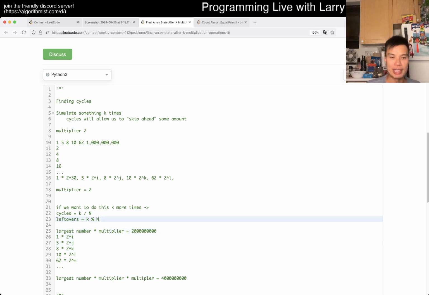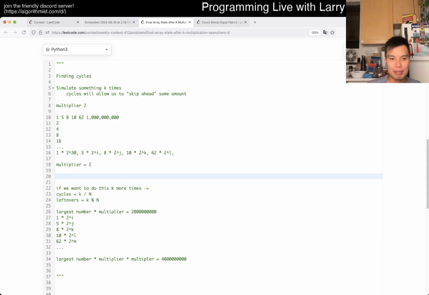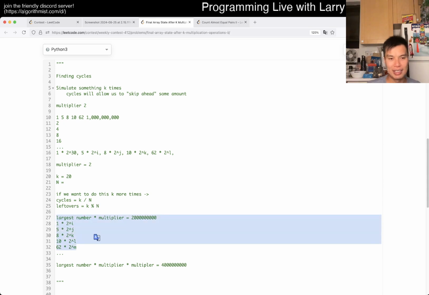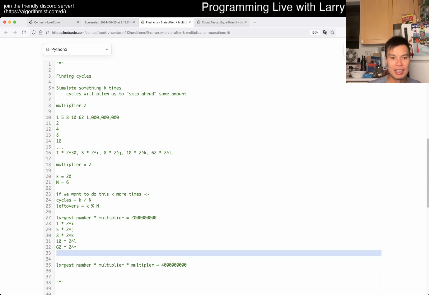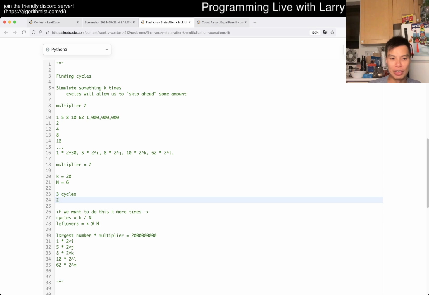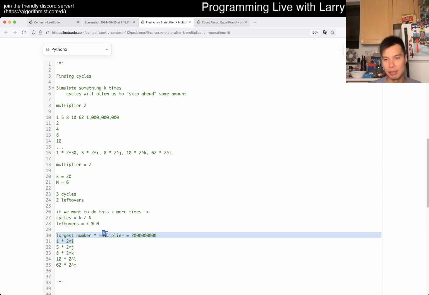Just to give you a visualization, say K is equal to, I don't know, 20, and n is equal to, say, 6, no dot dot dot. Then K divided by n is equal to 3 cycles, which means we do the loop 3 times, because that's how you do the math. And then we have 2 leftovers. After doing 3 loops, we can do the 2 leftovers at the very end. We do it 2 more times.